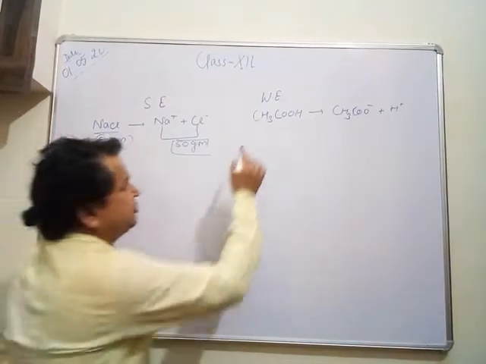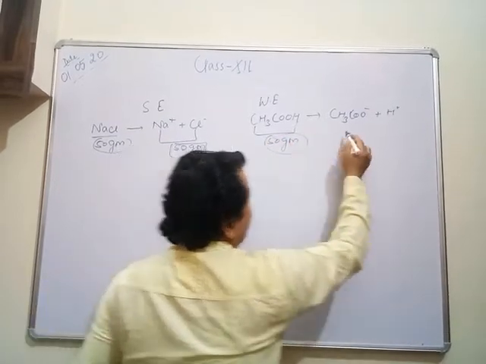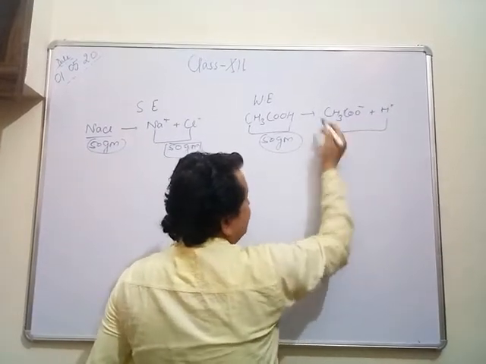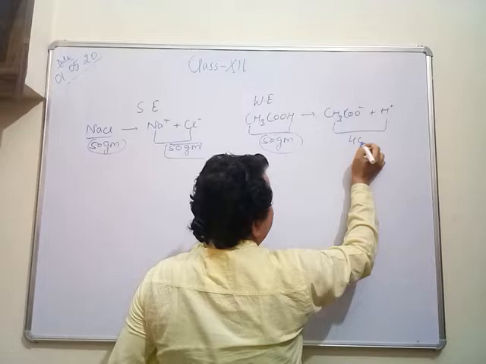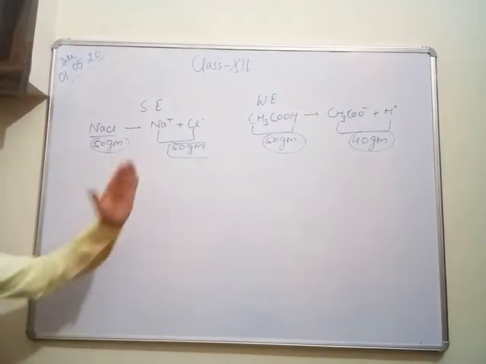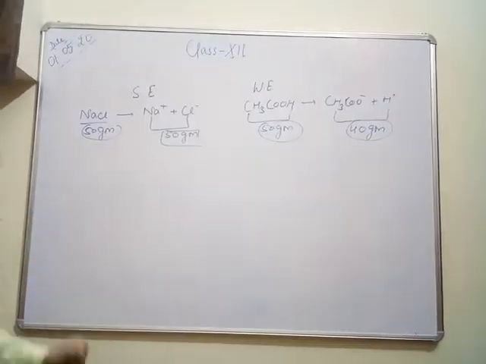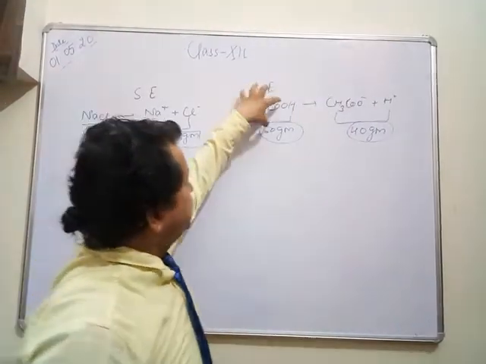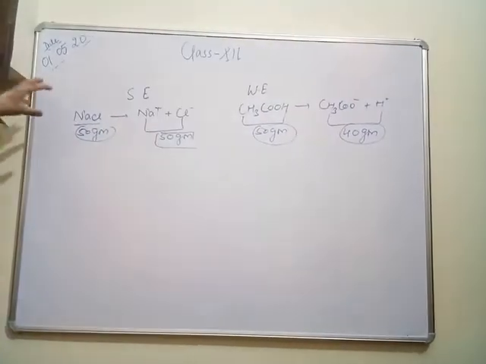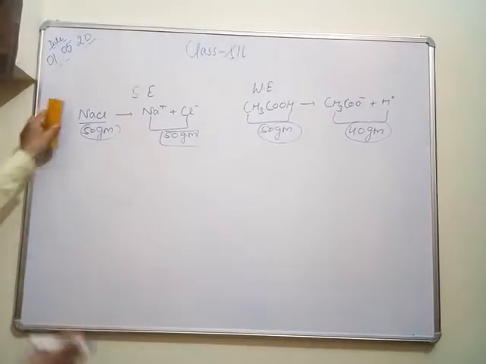In case of CH3COOH, suppose it was 50 gram. After dissociation, when I measured the mass of CH3COO negative and H positive, it was not equal to 50 gram. Suppose it was 40 gram. It means it is not completely ionized. So this is a weak electrolyte and this is a strong electrolyte. Now the question is, how will I find out the conductivity of a weak electrolyte? There Kohlrausch's law helps us. How it helps us, we will discuss through this numerical.